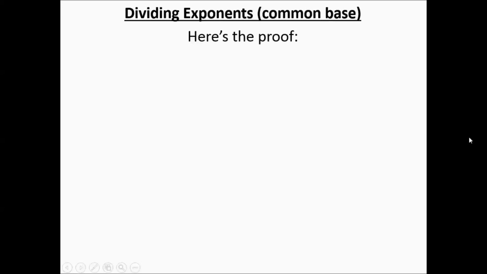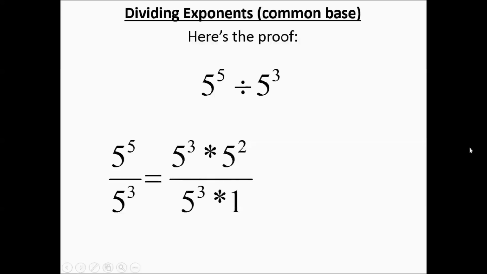Here's the proof of why it works. If you have 5 to the 5th divided by 5 to the 3rd, you could also think of it as 5 to the 5th over 5 to the 3rd. And if we think about multiplying of common bases, we could think of this as the top portion, 5 to the 3rd times 5 to the 2nd, is the same thing as 5 to the 5th. And I'm going to go ahead and apply my identity property down here. And I'm going to think of this as 5 to the 3rd times 1.